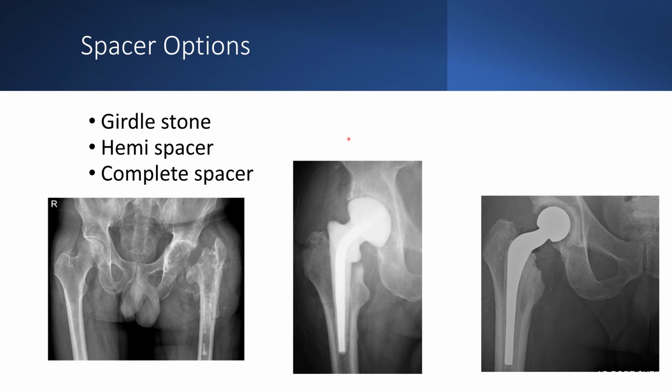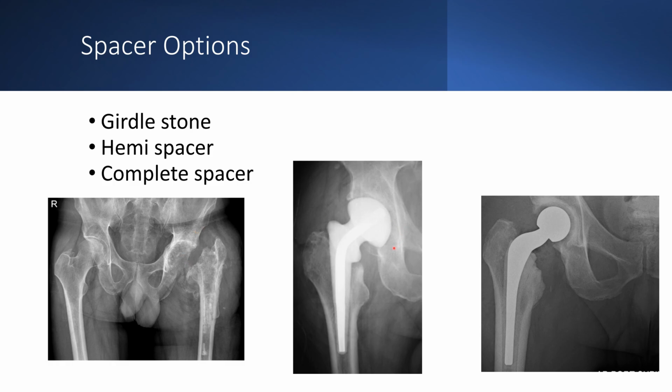So once we've taken out the original infected hip replacement, we are left with what we call a resection arthroplasty, or a girdle stone, where here's a socket, here's the femur, and there's nothing connected. This has actually been the historic treatment for hip arthritis, a girdle stone. And so a person can walk, but they just don't have a hip joint. This is one option: to just leave nothing in the joint to reduce the risk of infection during the interval between stage 1 and stage 2.